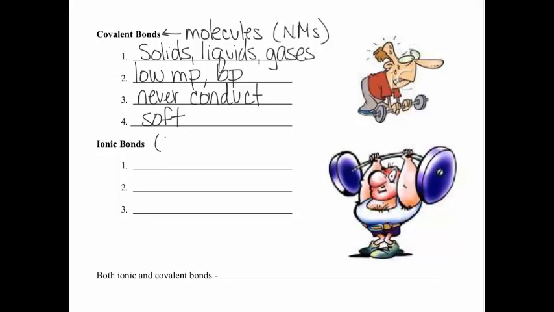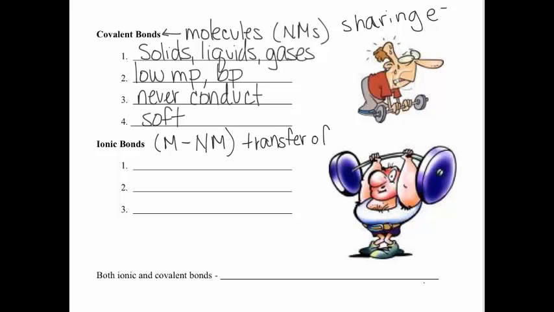Ionic bonds are when you have a metal bonded to a nonmetal, characterized by not sharing, like up in the covalent. This is sharing electrons, where here it's a transfer of electrons. They are always solid.